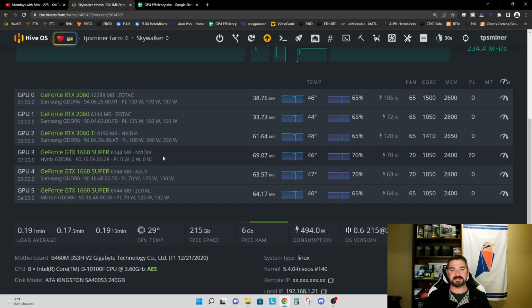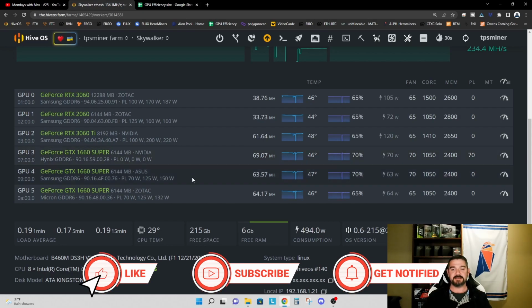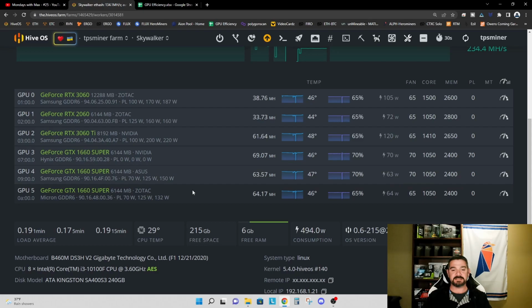The first is actually an ASUS 1660 Super with Hynix memory that we've BIOS modded to improve its Ethereum performance. The second is also an ASUS with Samsung memory. And the third card is a Zotac with Micron memory.